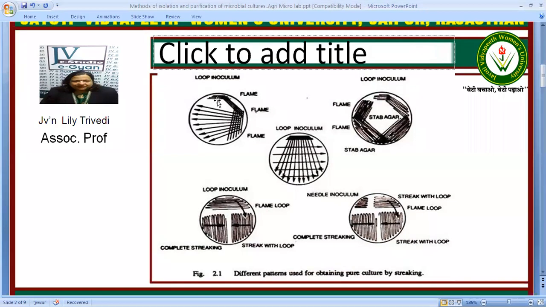In streaking, we take on the loop a little bit of microbial inoculum and spread it in this way. Now these are different methods in which we are moving the loop so that we are streaking. So the main idea or main principle behind it is, as we spread the loop, the microbes get diluted, and in the last we have a single colony.